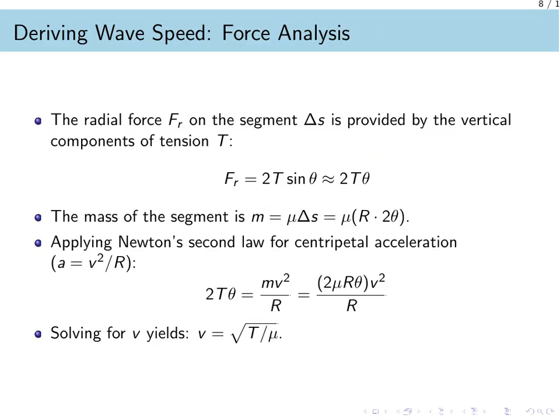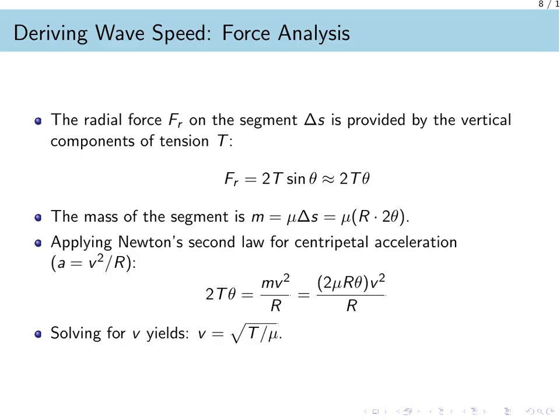Using our moving reference frame, we perform a force analysis on the small string segment. The radial force is provided by the vertical components of the tension acting on both sides. Using a small angle approximation, this force is roughly 2 times the tension times the angle theta. We also know the mass of this segment is the linear mass density times the arc length.